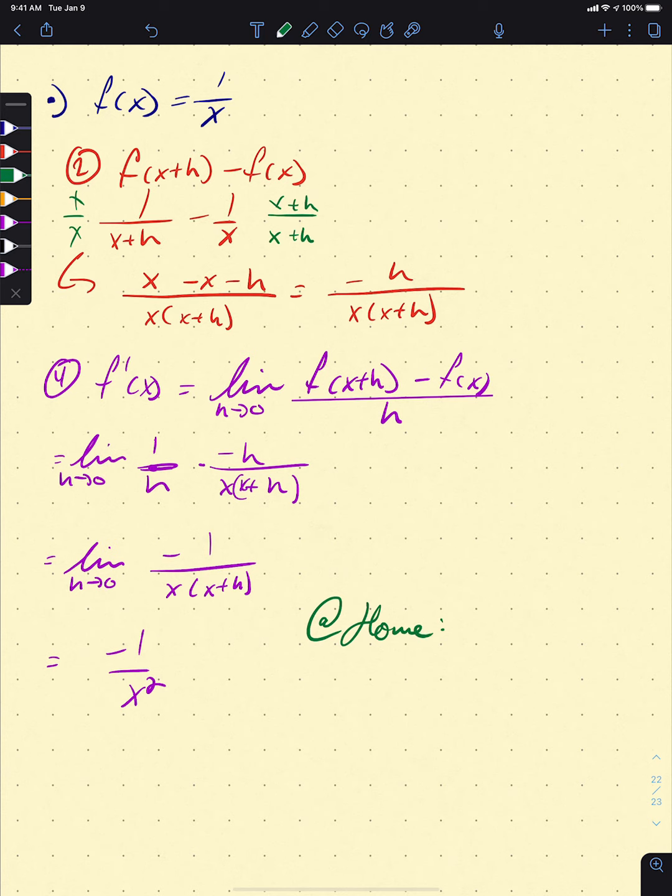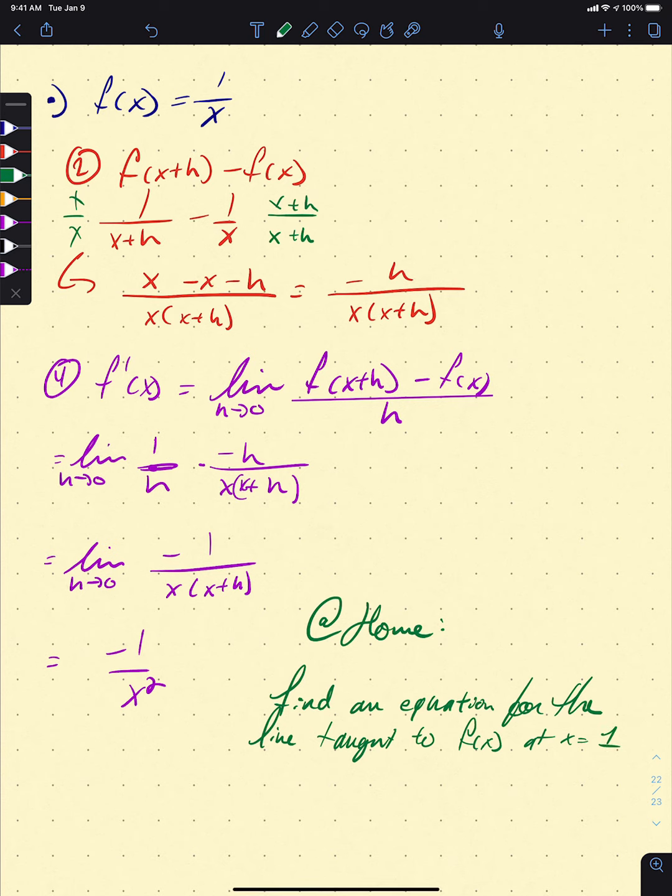At home, this is what I want you to do, okay? I don't want you to just find the slope, but actually find an equation for the line tangent to f of x at x equals 1, right? We have the equation for the derivative. Find the derivative at x equals 1, and then go through the process of actually finding the equation for that tangent line.